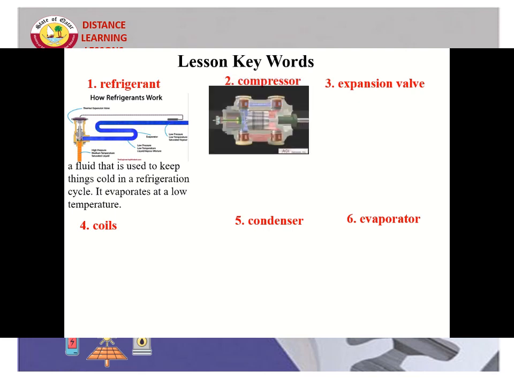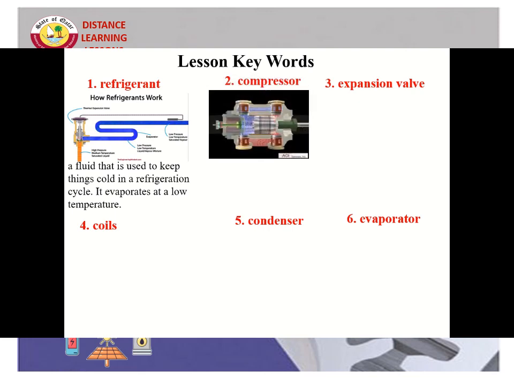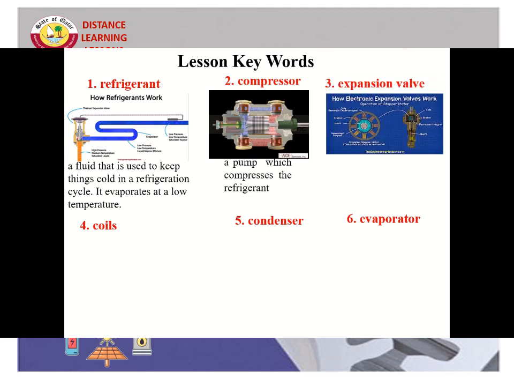The second one is the compressor. The compressor is a pump which compresses the refrigerant. That is, it puts pressure on the refrigerant. And then we have the expansion valve. It's a device that decompresses the refrigerant. That is, it reduces the pressure on the refrigerant.